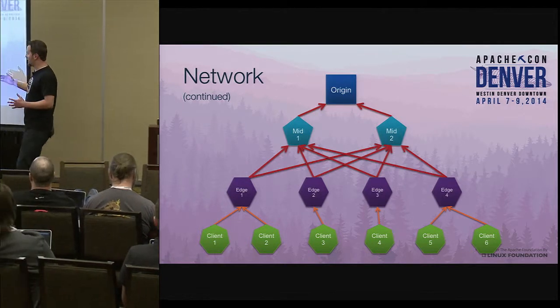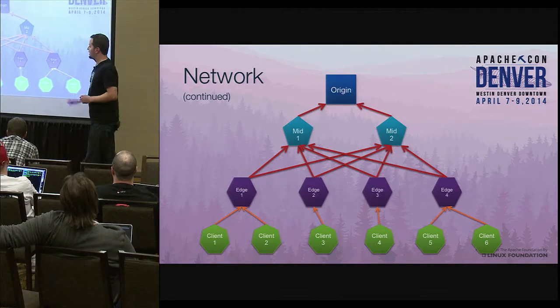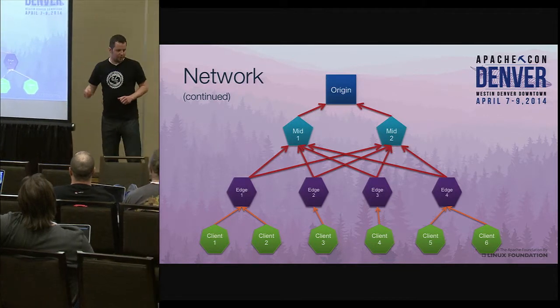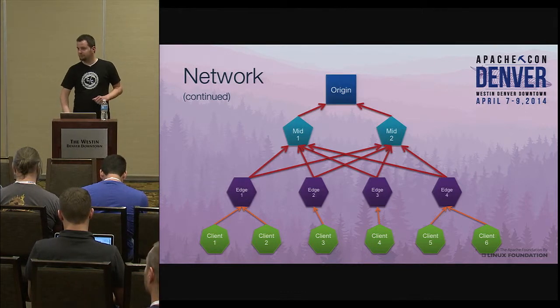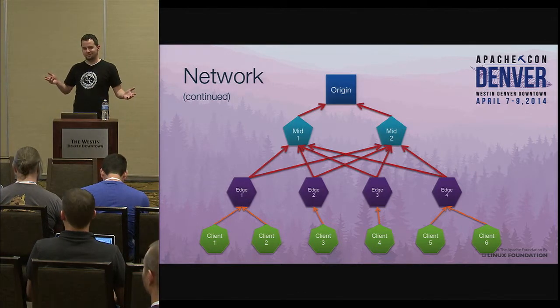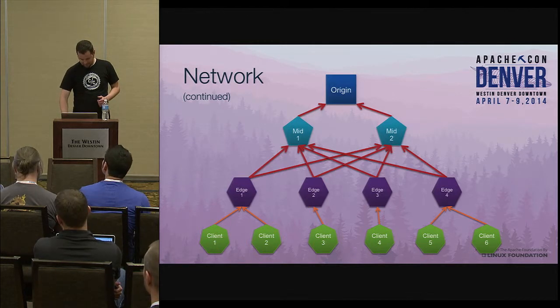And in this version of the diagram, I just have them both connecting to both mids, so you can see what it might look like with consistent hash parent selection. Questions? I guess you all know about tiered caching.